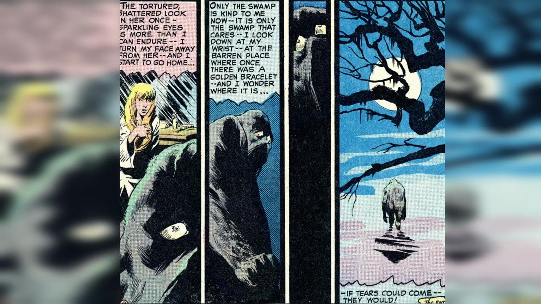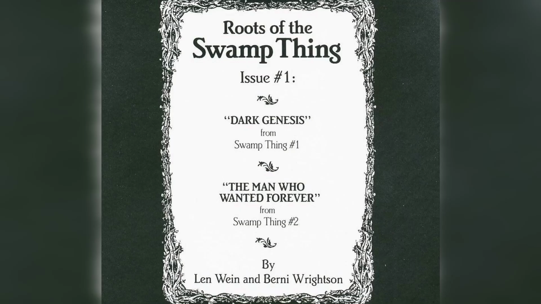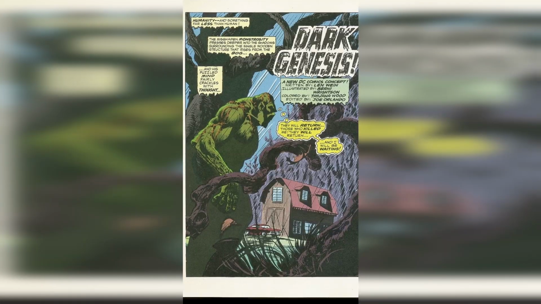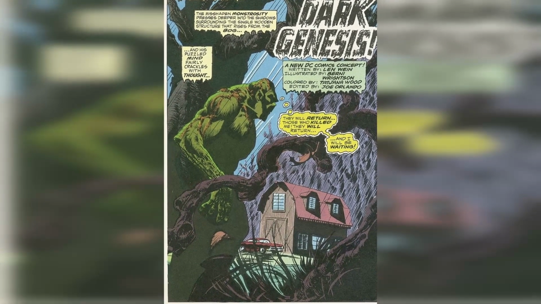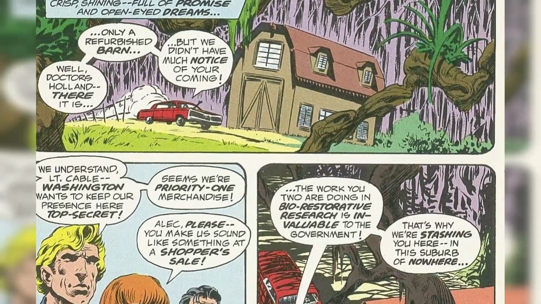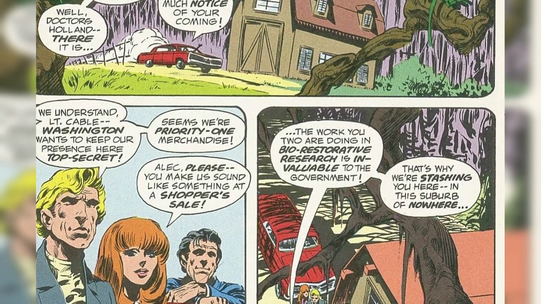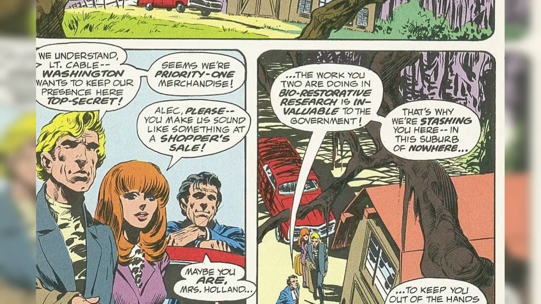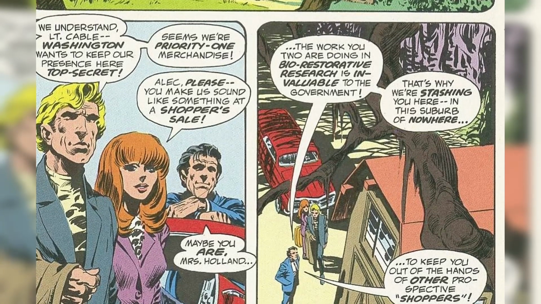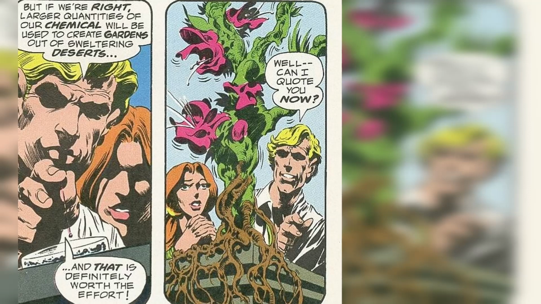Swamp Thing is immediately rebooted with his next appearance in Swamp Thing number 1, Dark Genesis. Swamp Thing stands outside a barn, waiting for the ones that tried to kill him to return. We go back to the past to see Alec and Linda Holland arriving at the barn being driven by Lieutenant Cable. Cable then spouts some exposition at us, letting us know that the Hollands are working on biorestorative research, and it's super duper valuable to the government. After some work, they test their new compound and the plant grows tremendously.